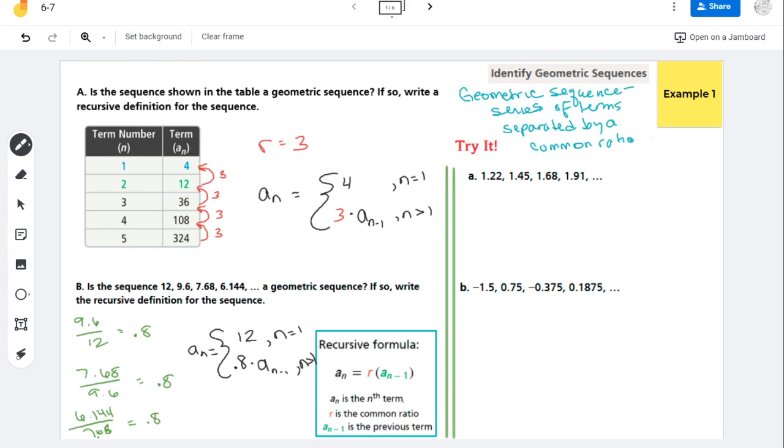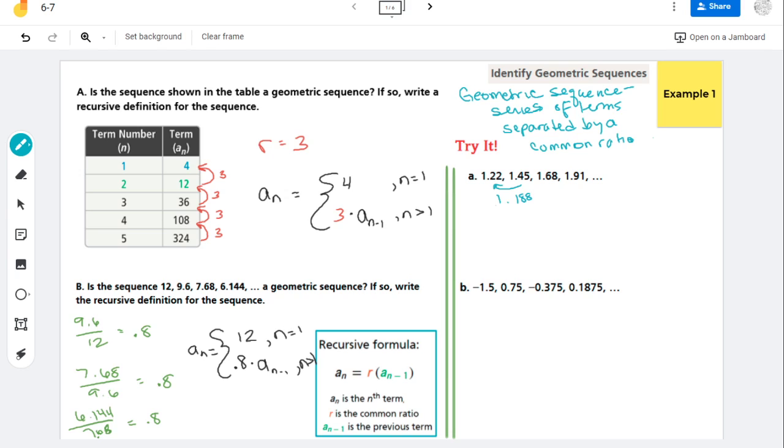Now let's do it on the try it. Again, I'm going to start by dividing each term by the one before it. I don't like writing so much, so I'm just going to draw my arrows like I did on the first one. If I do 1.45 divided by 1.22, I get 1.1188. That number goes on forever, if you notice.